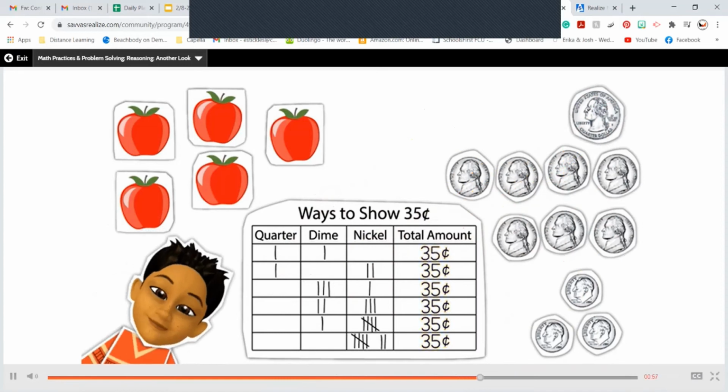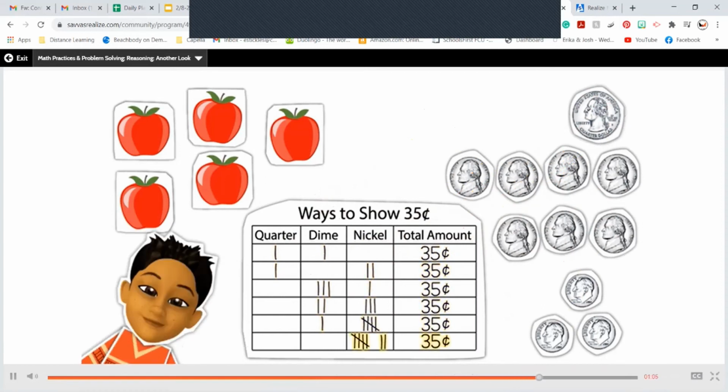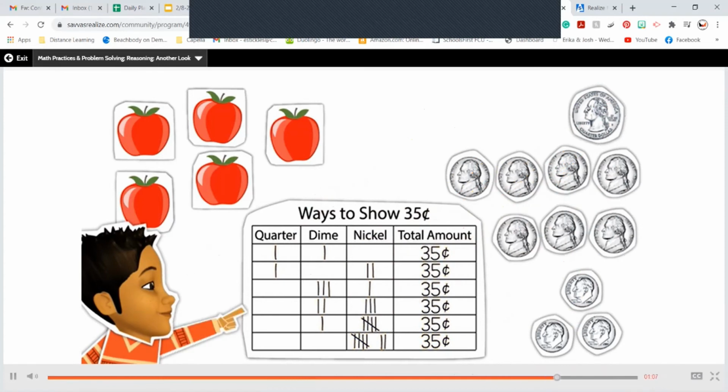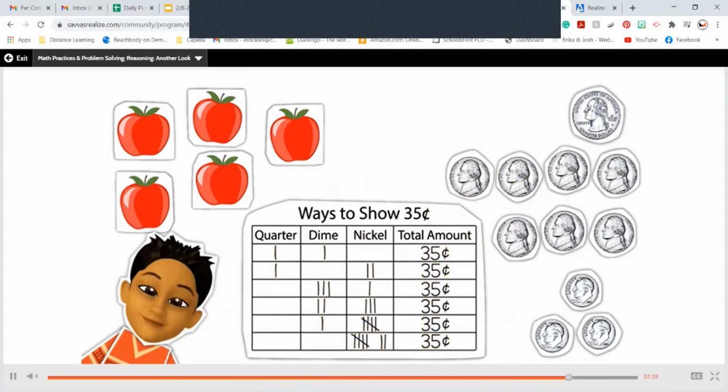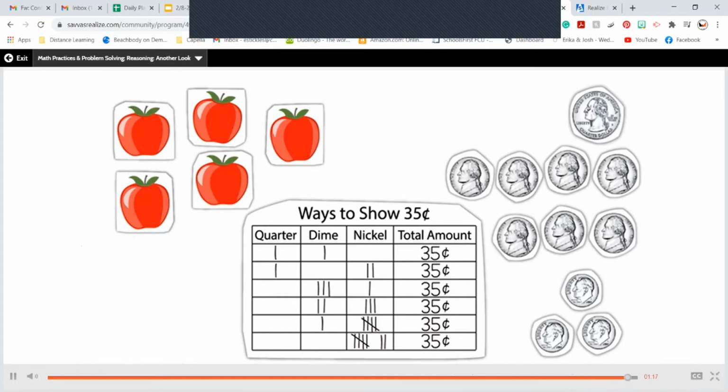So, looking at the list, I can see 1, 2, 3, 4, 5, 6 ways I can use quarters, dimes, and nickels to make 35 cents. Thanks for helping me today, Carlos. Now let's go and buy that apple. Yeah!